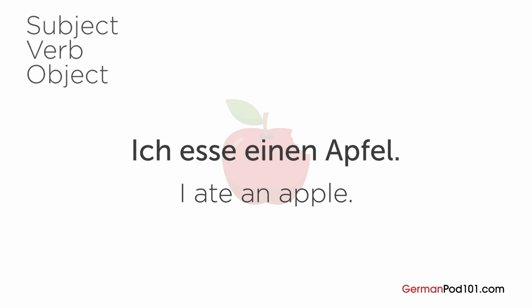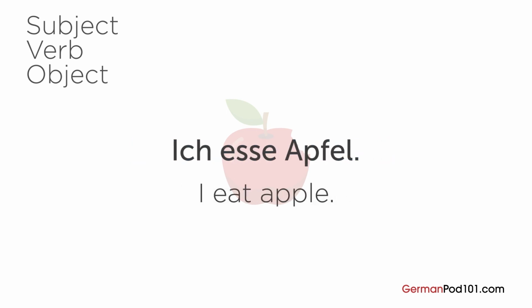Now let's compare that same sentence, I ate an apple, in German. Ich esse einen Apfel. Like before, let's remove the article to keep it simple, so we're just left with the words. If we break down the German sentence, we get the subject ich, meaning I. Then comes the verb esse, meaning eat. And finally, we have the object Apfel, meaning apple. Ich esse Apfel. The basic word order for German then is subject, verb, object, or SVO for short.